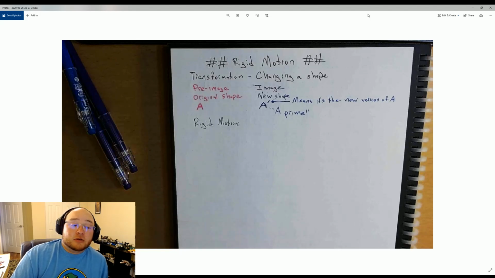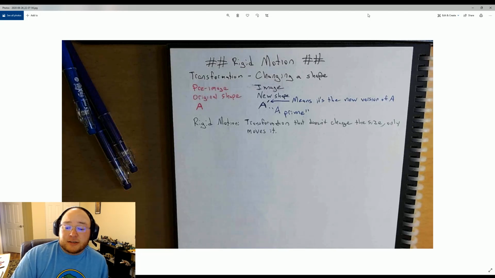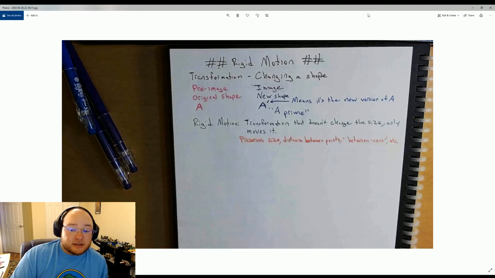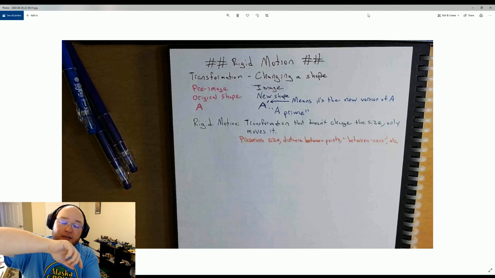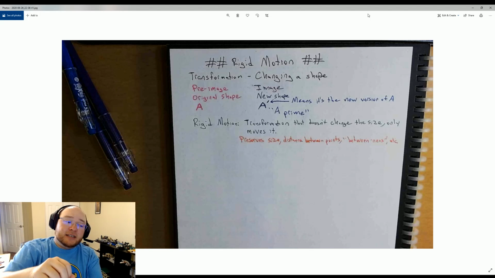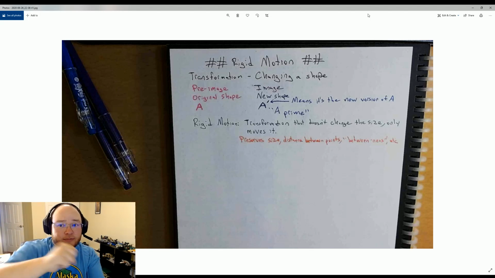Now, this whole chapter is about something called the rigid motions. And it's literally meaning the transformation that doesn't change the size. It only moves it in some way. So, the size, all that, it doesn't change. It preserves its size. The distance between the points is the same. And betweenness also stays the same. Meaning that if you had A, B, C, and then you moved it somehow, it's still going to go A, B, C. B is still going to be between A and C.